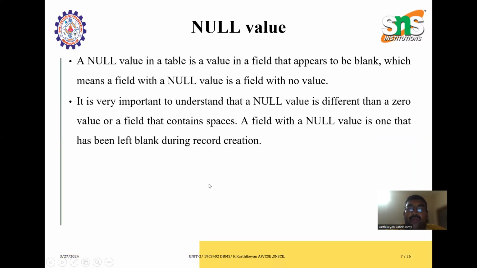A null value in a table is a value in a field that appears to be blank, which means a field with a null value is a field with no value. It is very important to understand that a null value is different from a zero value or a field that contains spaces. A field with a null value is one that has been left blank during record creation.